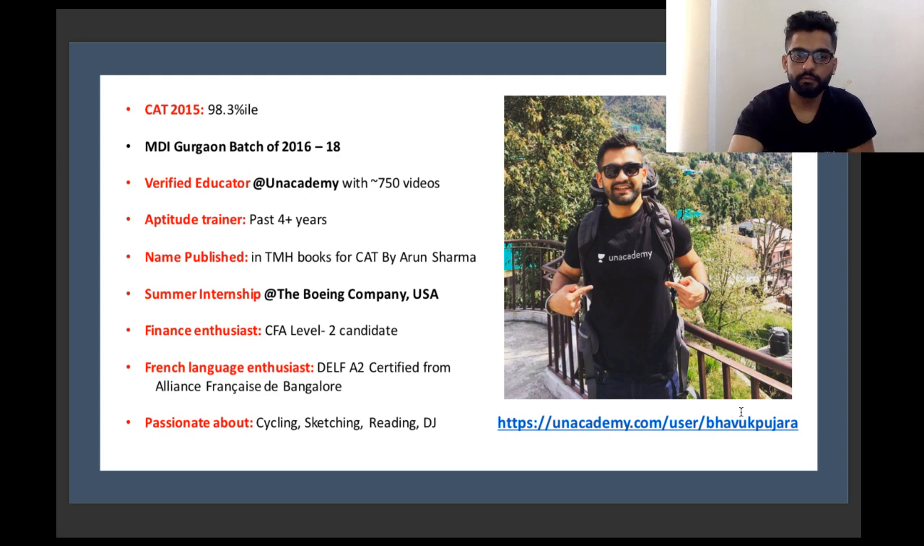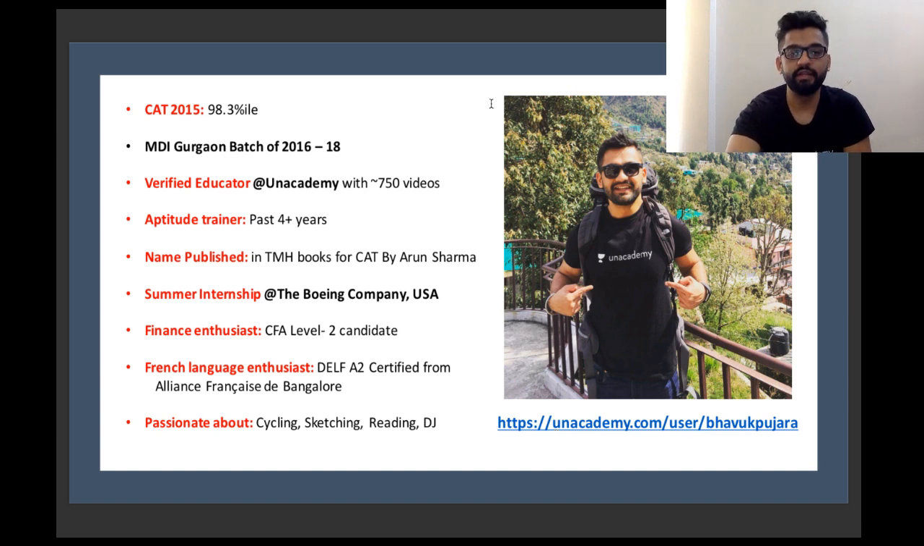This is me, about my background, where I come from. I scored a 98.3 in my CAT 2015, graduated from MDI Gurgaon in 2018. I have around 750 plus Unacademy videos, short videos on this platform. I'm an aptitude trainer for the past 4+ years now. I have my name published in TMH books for CAT by Mr. Arun Sharma. And to know more about me, you can visit this link, unacademy.com/user/Bhavuk Pujara.